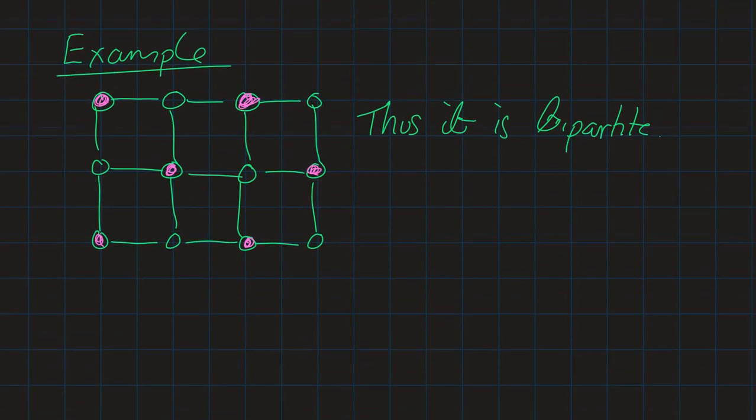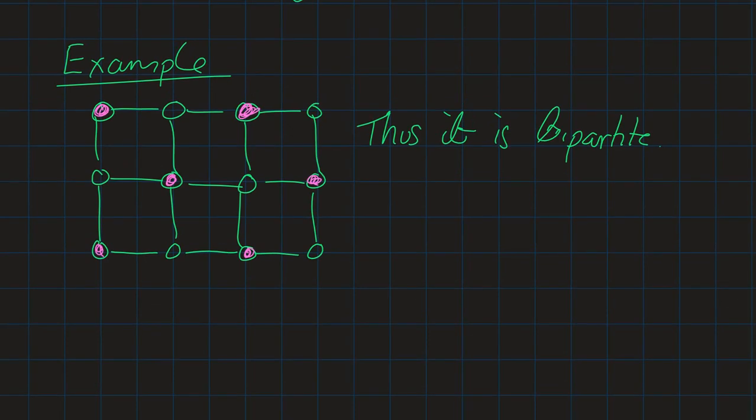And this would be difficult to redraw in 2 halves like this. I'm not even going to attempt it because we don't need to do it. Just by finding this 2 colouring, it tells me that it's bipartite. So this is one application of graph colourings. That's the end of this example, and that's the end of this video.